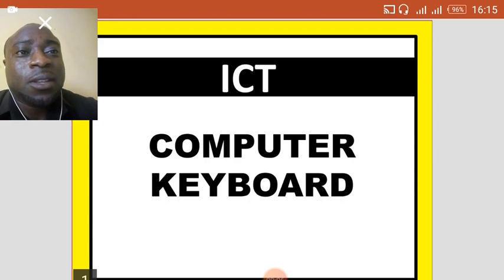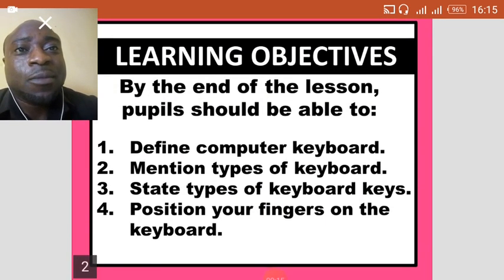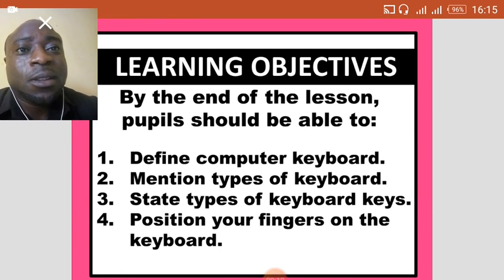Today our topic is computer keyboard. So let's look at our learning objectives for today. We have 4 learning objectives. The first one is to define computer keyboard. The second one is to mention types of keyboard. The third one is to state types of keyboard keys. The fourth one is to learn how to position our fingers on the keyboard.